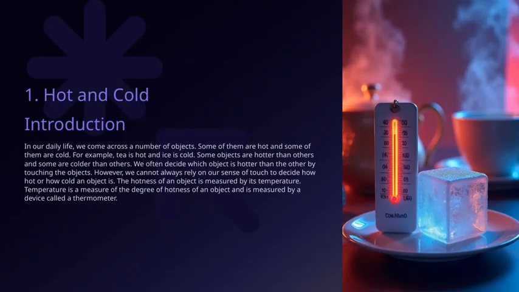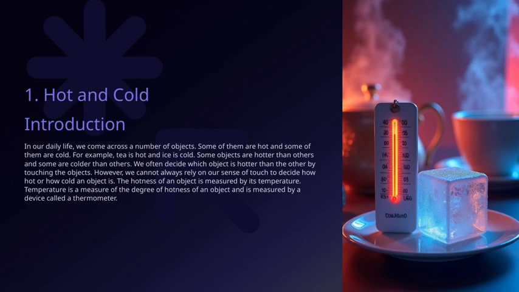Let's talk about hot and cold objects in our daily life. We encounter many different objects every day, and some are hot while others are cold. For example, a steaming cup of tea is hot, while ice is cold. You might notice that some objects are hotter than others, and some are colder. Often, we decide which object is hotter or colder just by touching them. But it's important to remember that our sense of touch isn't always reliable for measuring temperature.